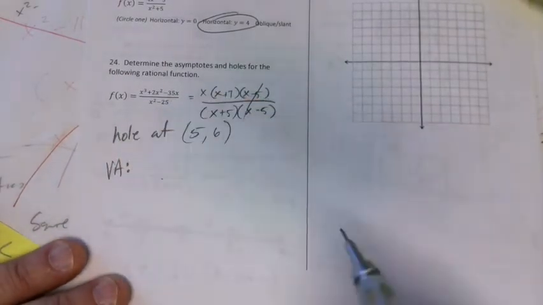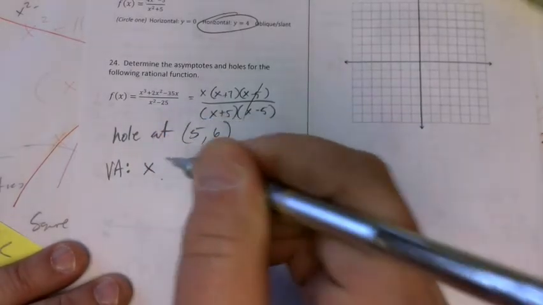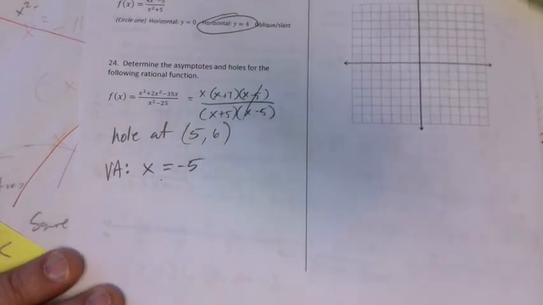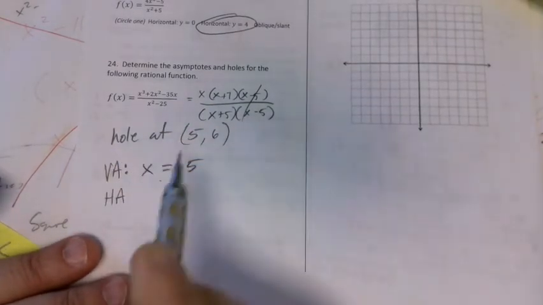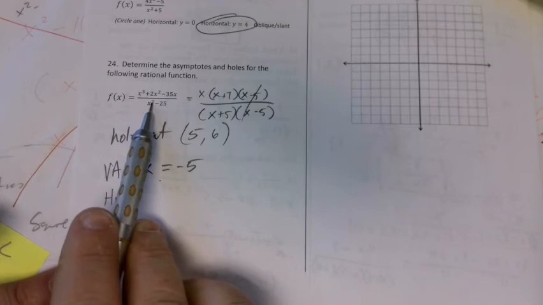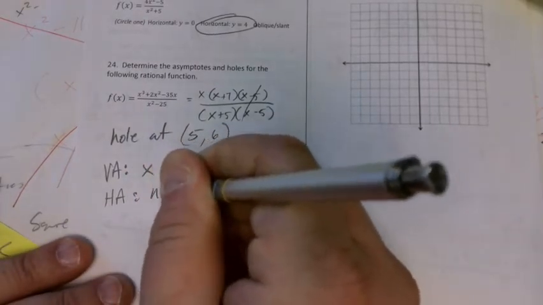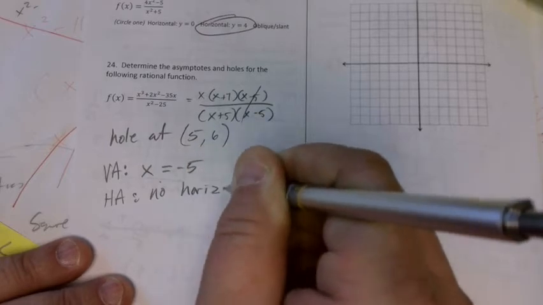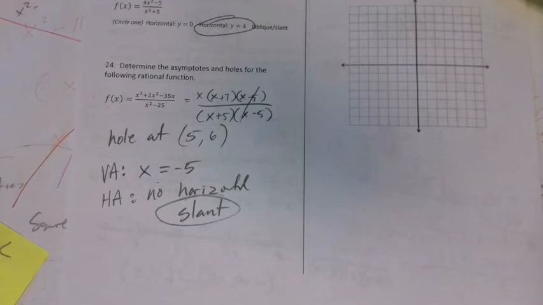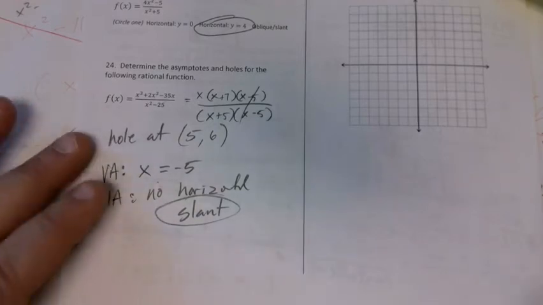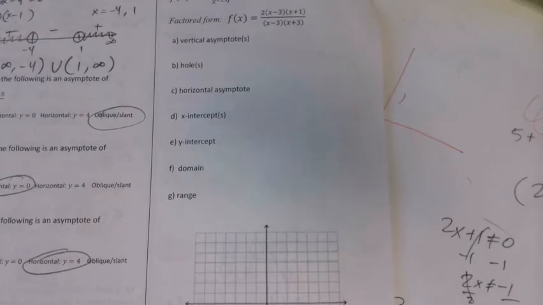Vertical asymptotes happen at zeros of the denominator. Well, there's only one thing left in the denominator, x plus 5, and the zero is negative 5. So x equals negative 5. Horizontal asymptotes. Oh, the top is 1 degree more than the bottom. So the top is higher, so it has no horizontal. It will have a slant, though, because the top's exactly 1 more. Okay? That's it.